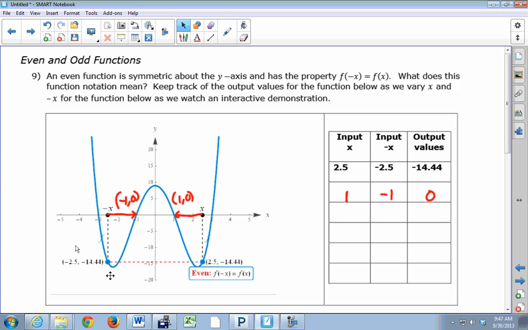Okay, so let's go up here. Let's suppose x is right here now at 3. What's my y value at 3? Here I am at x equals 3. What's my y value approximately? 15. Okay. If I go to my opposite, negative 3, I come up, I'm still at 15.